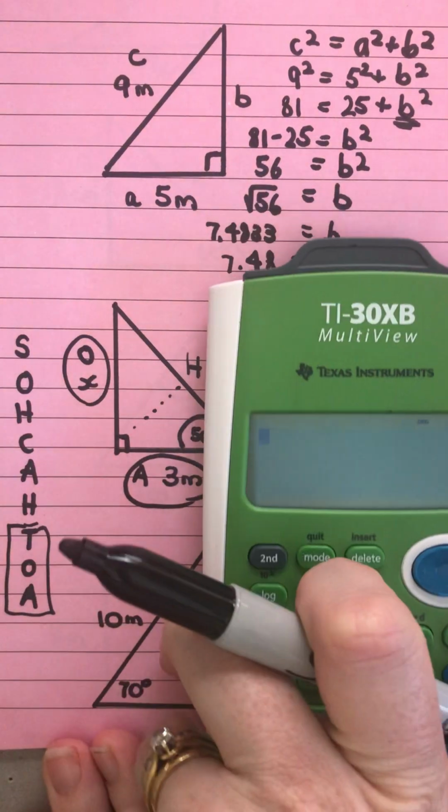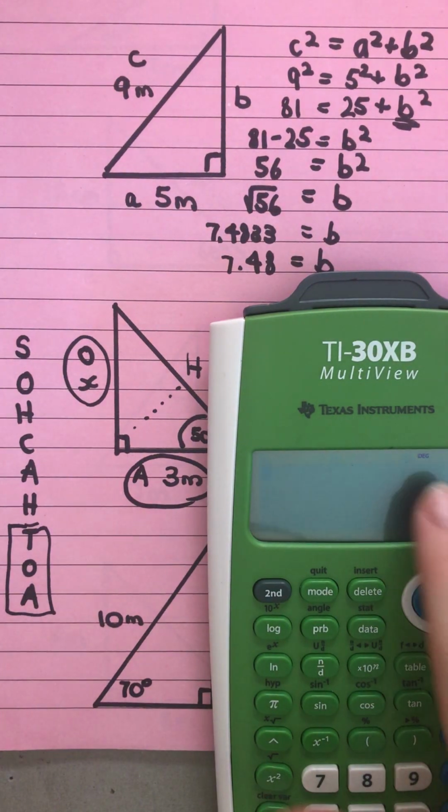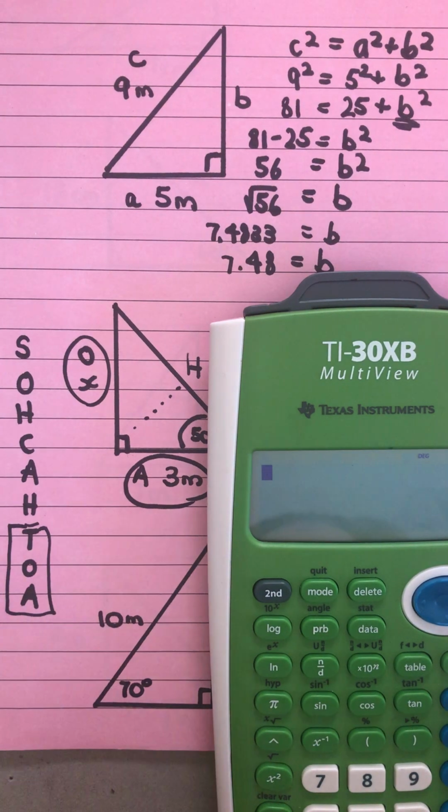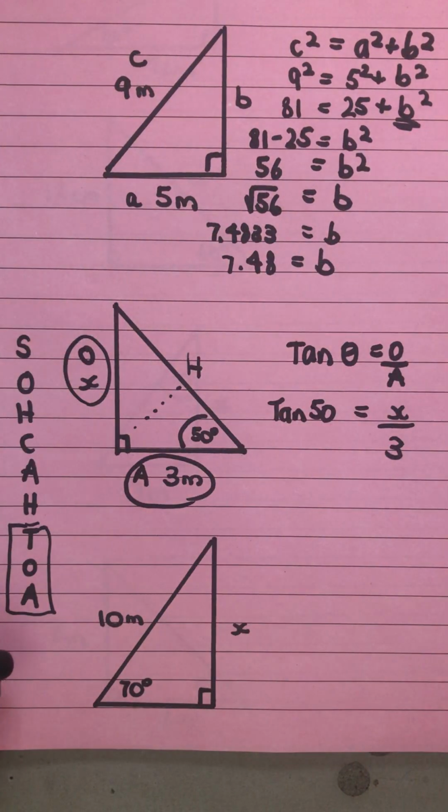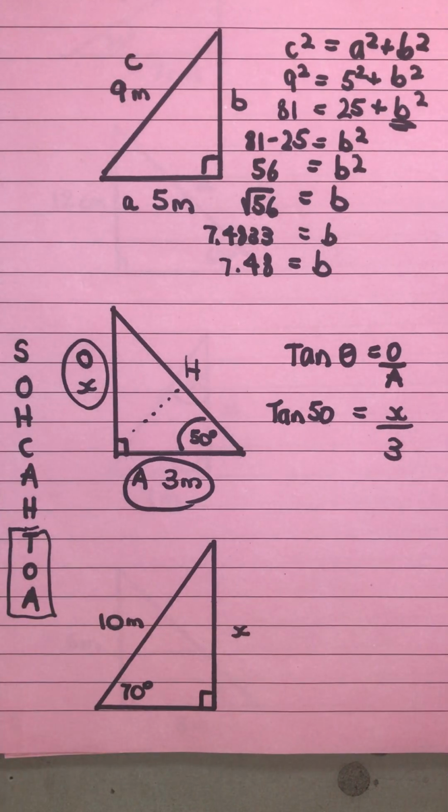Now don't forget to make sure your calculator is in degrees. When you look at the screen here, you'll see there's a little DEG. If it has something different there, do a reset and it should bring it back to degrees for you. Or you can go into the mode and choose degrees.